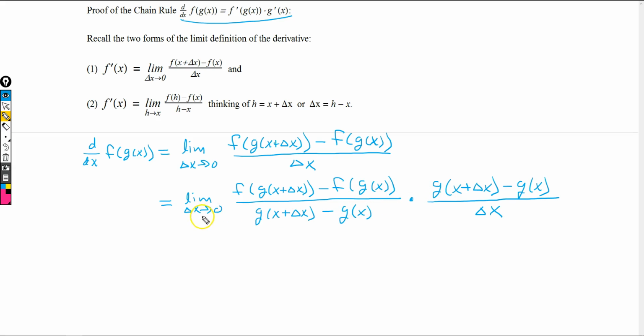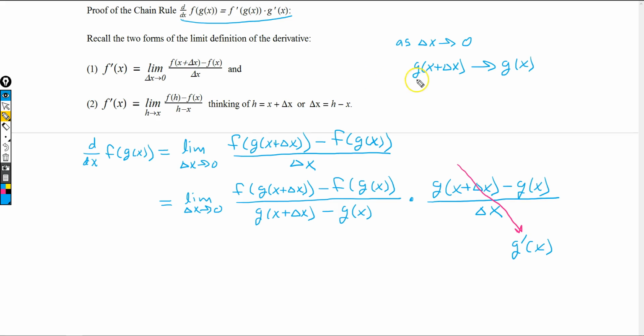Now let's notice this. As delta x is approaching 0, this part right here just looks like the limit definition for the derivative of g, and that's exactly what it is. So as delta x goes to 0, this part right here is approaching g prime of x. Now let's consider this part right here. Notice as delta x approaches 0, g of x plus delta x is getting closer to g of x, right? So let's just note that up here. As delta x approaches 0, g of x plus delta x is approaching g of x. And that's because g is going to be a continuous function. Why is g a continuous function? Because we assumed its derivative exists.